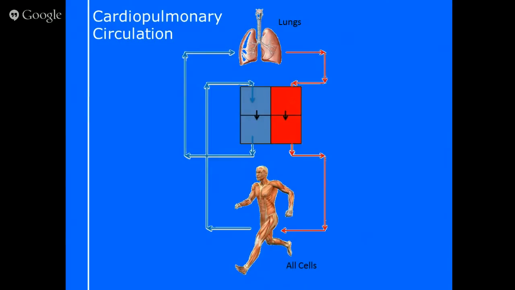So in this nice simplified drawing that you see in front of you now, you've got the lungs at the very top of the screen, and you've got all cells of the body at the bottom of the screen. So that's not just the muscles, it's all of the cells that require blood flow to them. Then in the middle you've got my version of the heart. So it is a nice easy square.